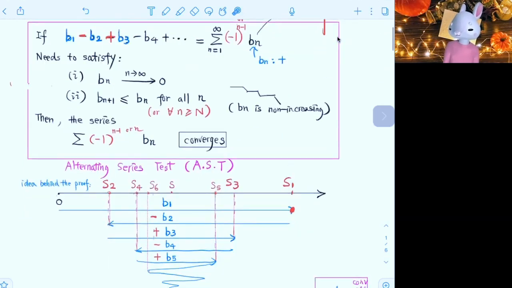There is a proof for this. However, I'm going to try to show you the idea of the proof by this picture over here.